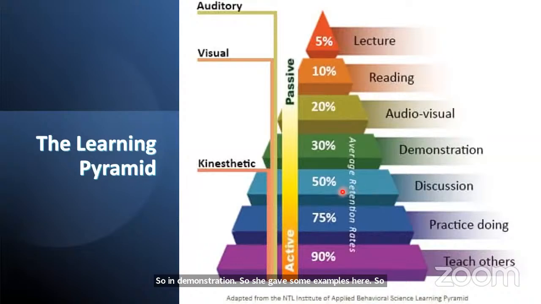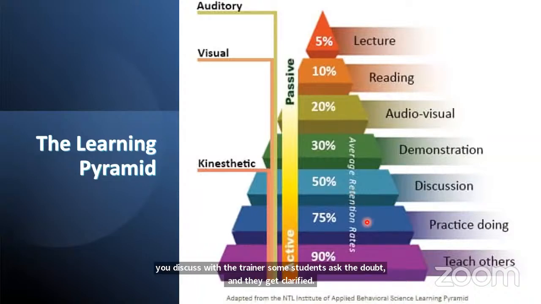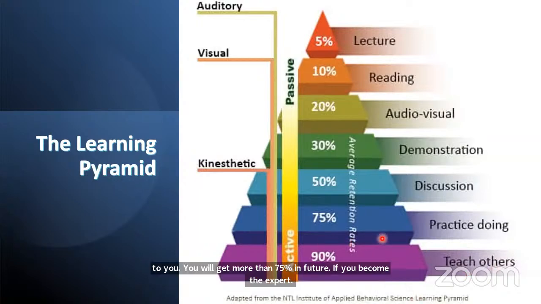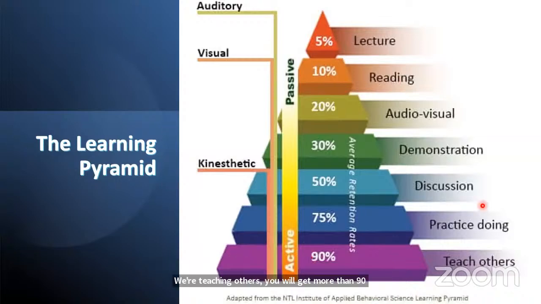When you discuss with the trainer, some students ask doubts and get them clarified. Those students will get 50%. When you do the homework given by the trainer and practice what the trainer taught you, you will get more than 75%. In future, if you become an expert and teach others, you will get more than 90%. So all our training depends on this practical session. All the classes are 100% practical. You have to do everything today, then only we will go to the next session.